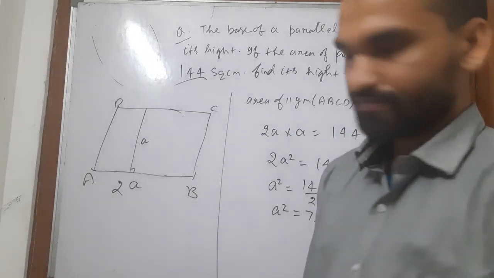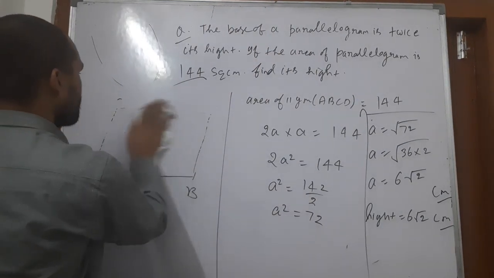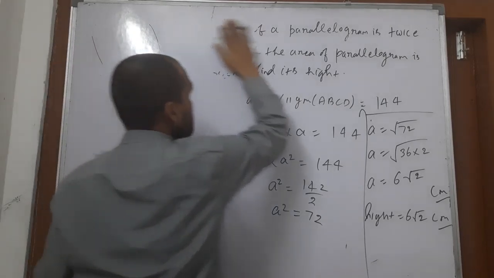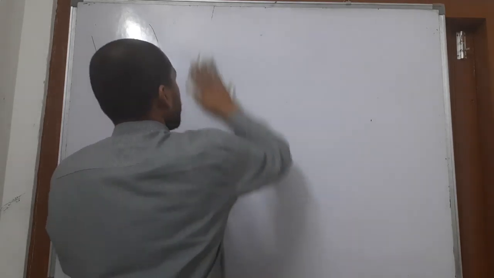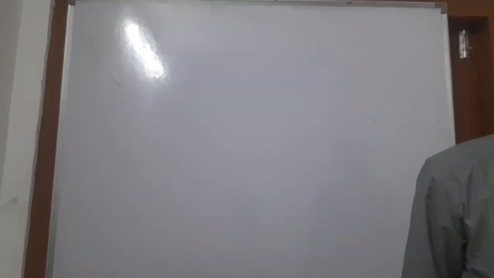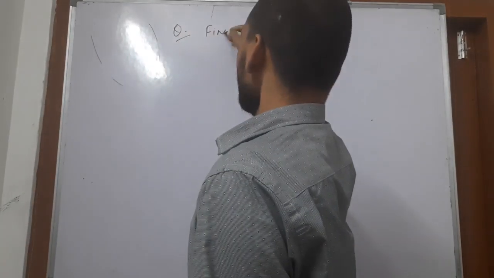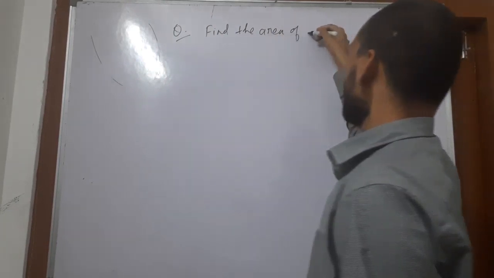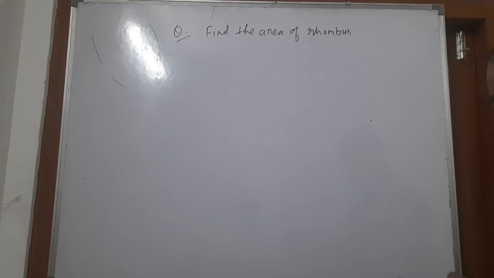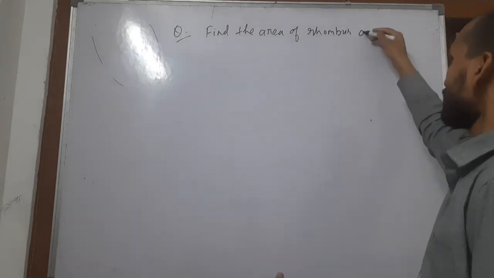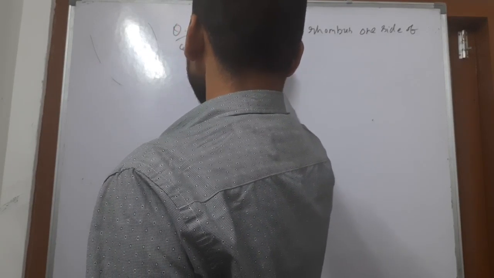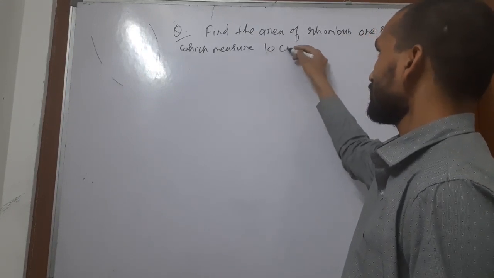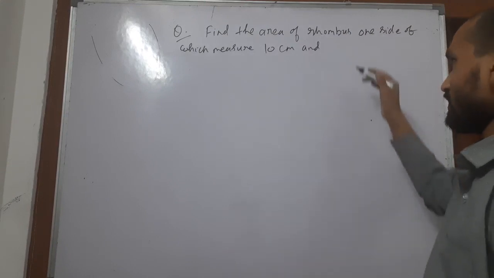Now we should take another question. Our next question is: find the area of a rhombus, one side of which measures 10 centimeter and one diagonal 12 centimeter.